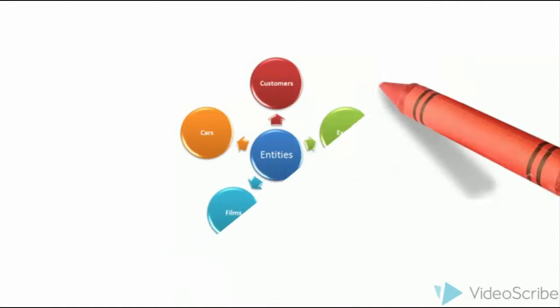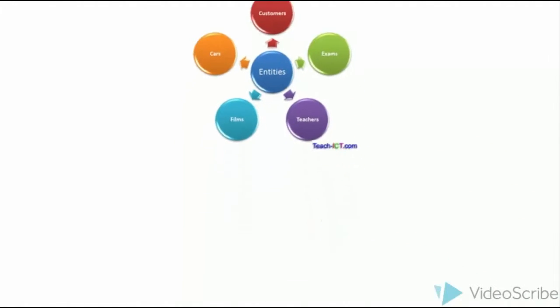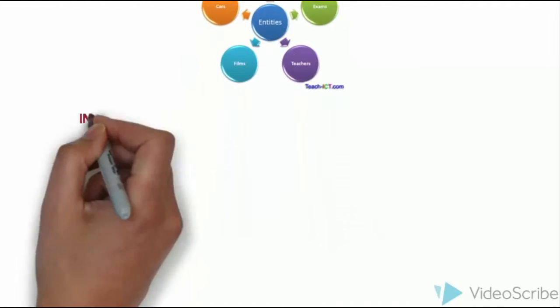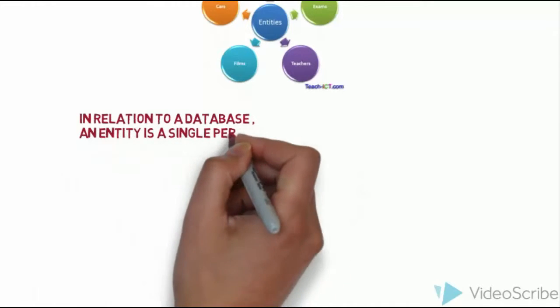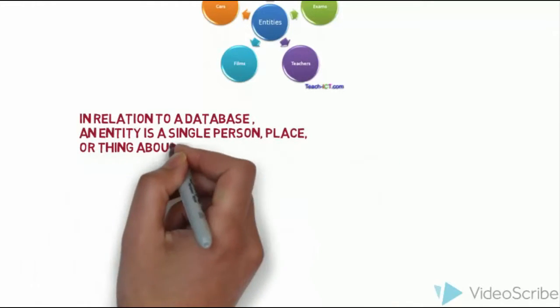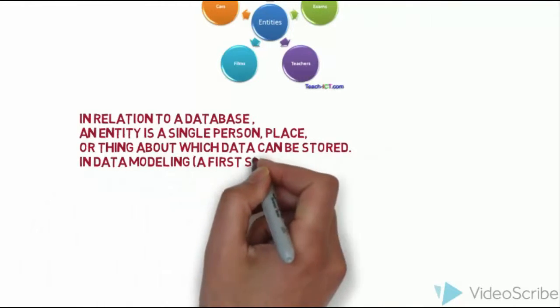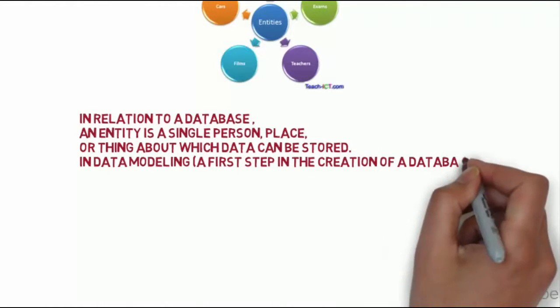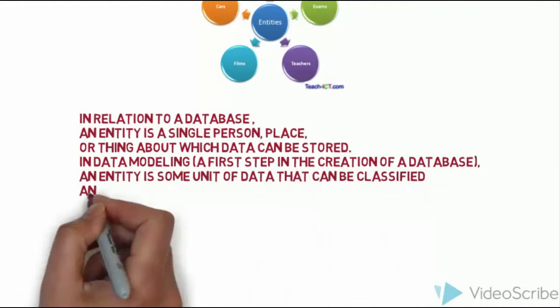Define new terms such as attributes and entity. In relation to a database, an entity is a single person, place, or thing about which data can be stored. In data modeling, a first step in the creation of a database, an entity is some unit of data that can be classified and have relationships to other entities.